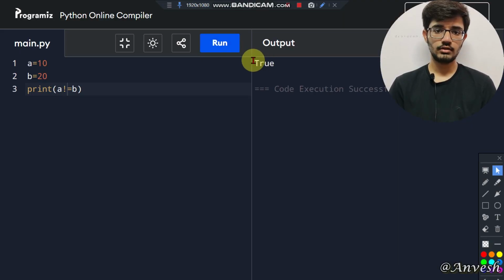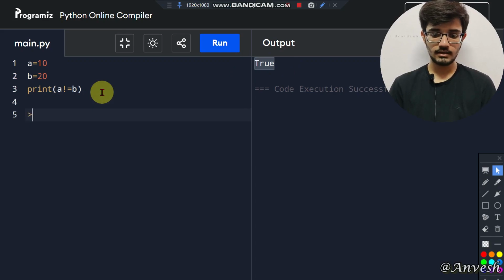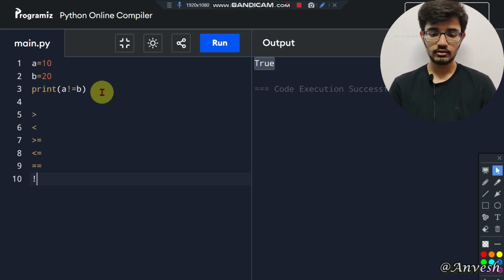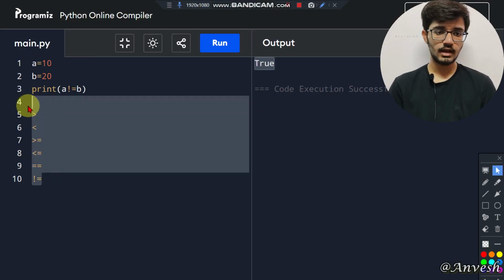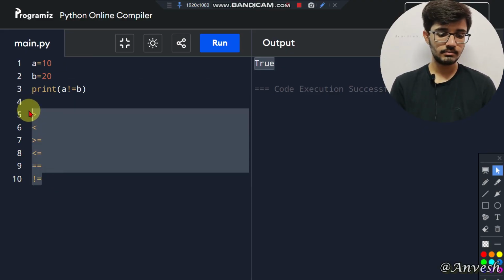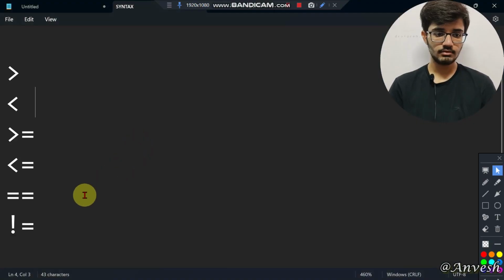So we got true. The different types of relational operators are the greater than symbol, less than symbol, greater than or equals to symbol, less than or equals to symbol, equals to operator, and not equals to operator. These kinds of operators are called relational operators. And what do we call these next values?